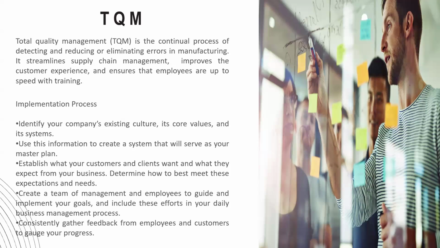So how to implement this TQM? Identify your company's existing culture, its core values, its systems, and then create a system that will serve as your master plan. So why identify existing culture and core values? Because by implementing TQM, the very basis of the organization, which is the culture, shouldn't be tampered. So always get suggestions from the top management on this. Then establish what your customers and clients want and what they expect from your business. And determine how to best meet these expectations and needs.